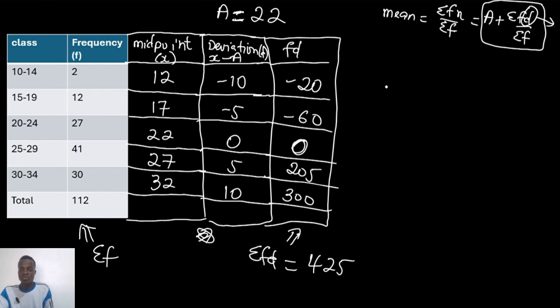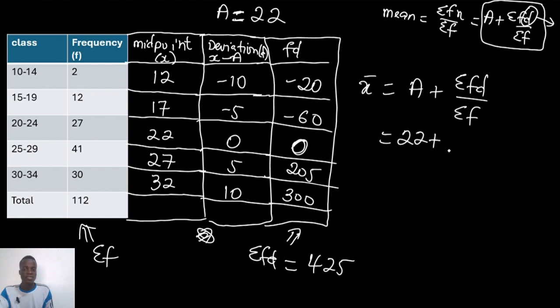So we say our mean is equal to the assumed mean plus the calculated mean. Calculated mean is sigma fd over sigma f. Simple like that. So our a is 22 plus sigma fd. What is sigma fd? We have 425 divided by sigma f, that's 112. So we have 22 plus 425 divided by 112.